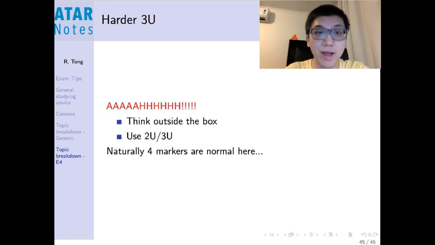And again, as a reminder, use 2 unit and 3 unit. As you'd expect, 4 markers and pretty much quite normal here.